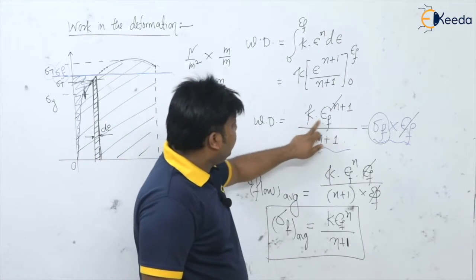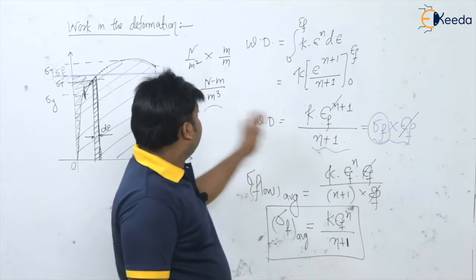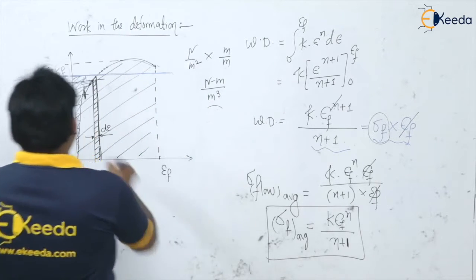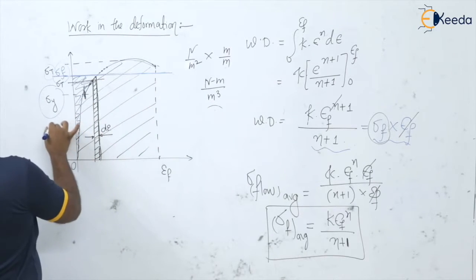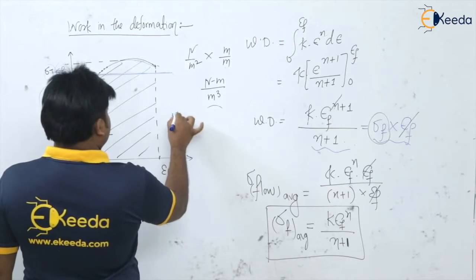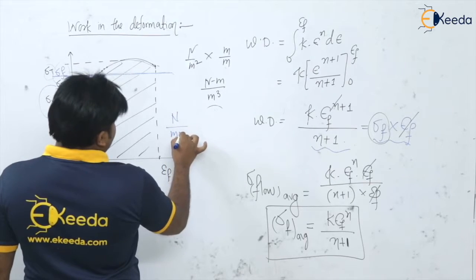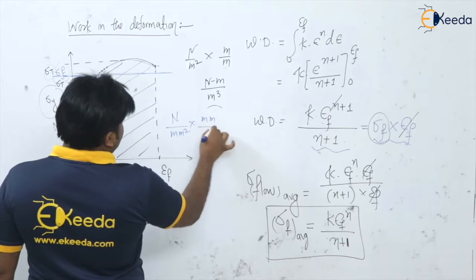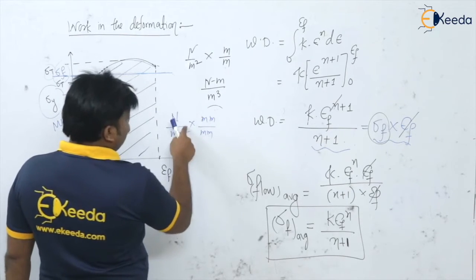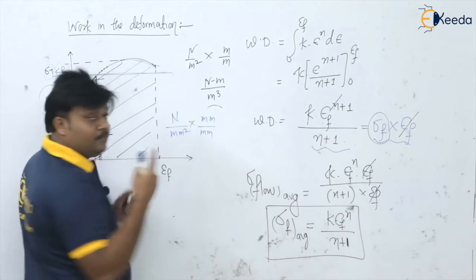Work done is equal to k into epsilon f to the power n plus 1 divided by n plus 1, and the unit will be joule per meter cube. If I write the value of this stress in megapascal, so what will come in megapascal? Work done, it is Newton per mm square into, I will multiply by mm by mm. But for getting this work done in joule, I have to convert it into meter.